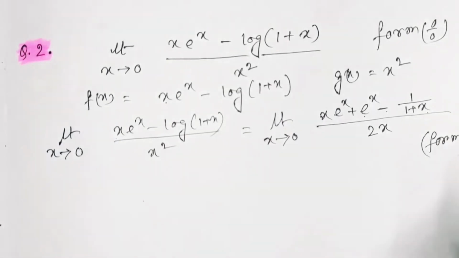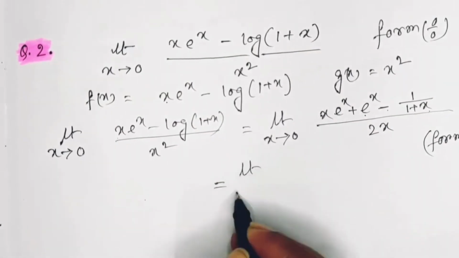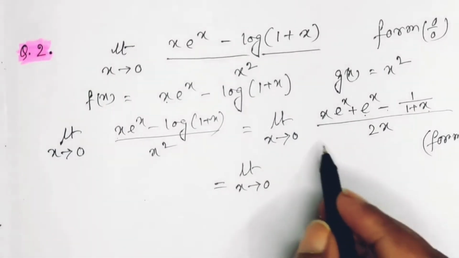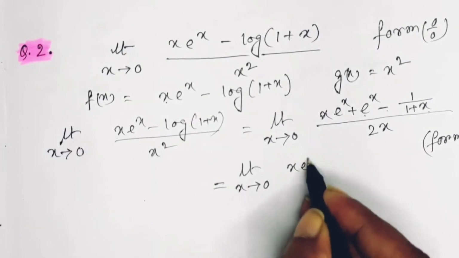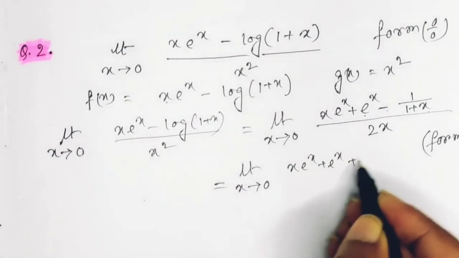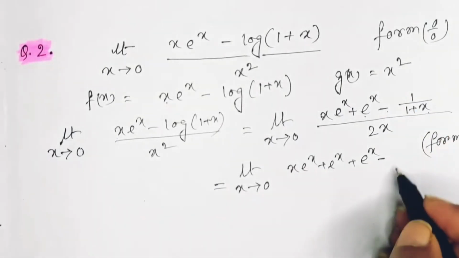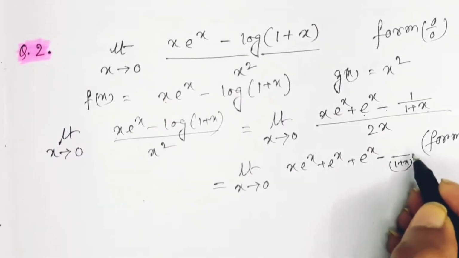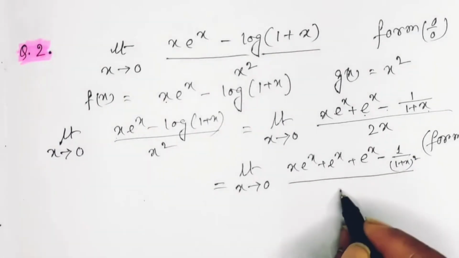So this derived form is again in the form of 0 by 0. So we do the process again, that means we just repeat our process. We again take the derivative of the denominator and numerator both. For this one, it is x e to the power x plus e to the power x, plus the derivative of e to the power x, which is e to the power x, and the derivative of the log term is 1 upon 1 plus x its whole square, and then it is minus 1. I hope you know the derivative, and after that the denominator is 2.